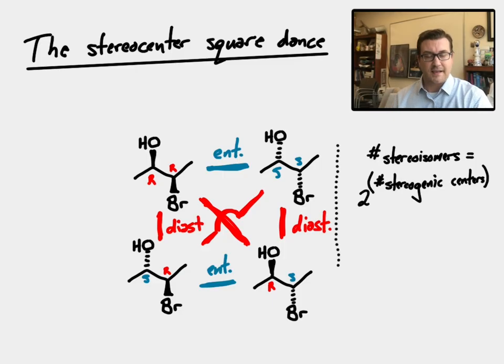One quick way of seeing if you've figured out all the different possible stereoisomers, as they're called, is that 2 raised to the number of stereogenic centers is how you figure out how many possible stereoisomers you'll have in a molecule. So in the case shown on the left, you have 2 stereogenic centers, highlighted with red and blue, and 2 raised to that power of 2 equals 4.